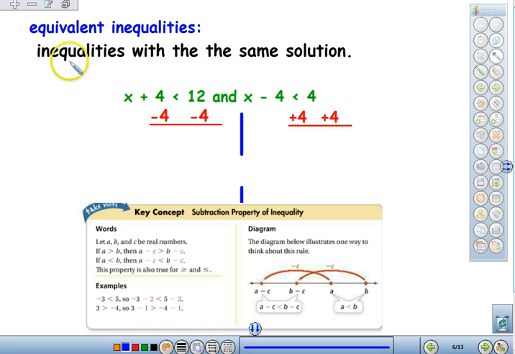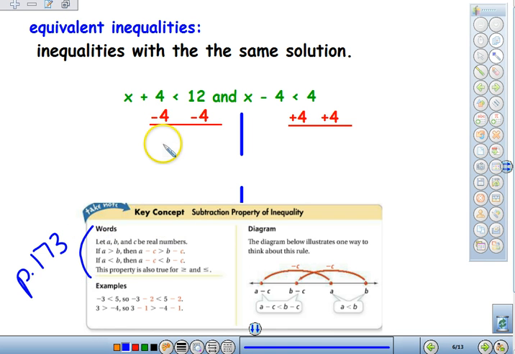So here are equivalent inequalities. They're going to have the same solution. If we have x plus 4, we can subtract 4, and this is the one that I think comes out really lightly in your book, on page 173. If you need to, open your book to page 173 and recopy this in your notes, especially the words part.